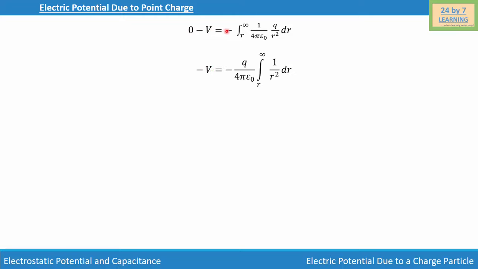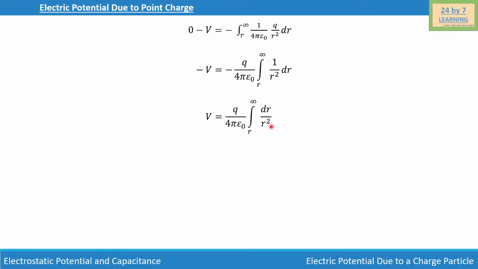to negative, I'm taking all the constants out, so dr and r square will stay inside and everything else will go outside the integral. So we'll write that is equal to negative Q over 4 pi epsilon 0 integration from r to infinity 1 over r square dr. And this negative will cancel out and we will get V is equal to Q over 4 pi epsilon 0 integration from r to infinity dr over r square.